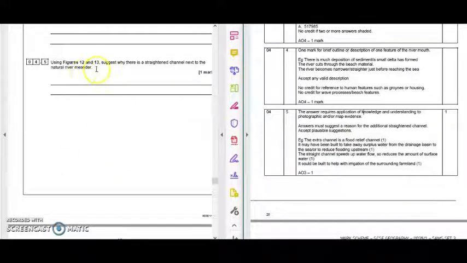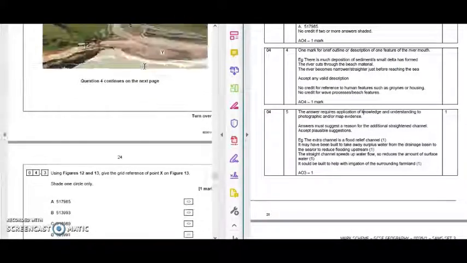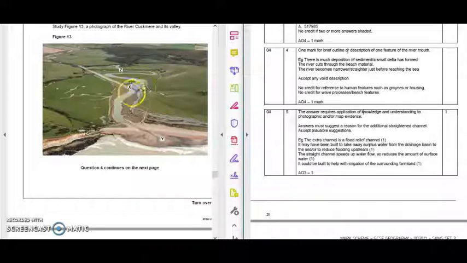4.5. Using figures 12 and 13, suggest why there is a straightened channel next to the river meander. So if we just go back to the figures, there's your natural meander, and then you've got the more straightened channel here. So why is that? Well, any of these answers will be fine. It's all linked to the idea that if a river is straighter, it's going to carry water away from an area a lot quicker. And that's going to be great, because if you take water away quicker, then it's going to reduce the flooding risk, because water isn't going to stay, it's just going to flow as quick as possible to the sea.